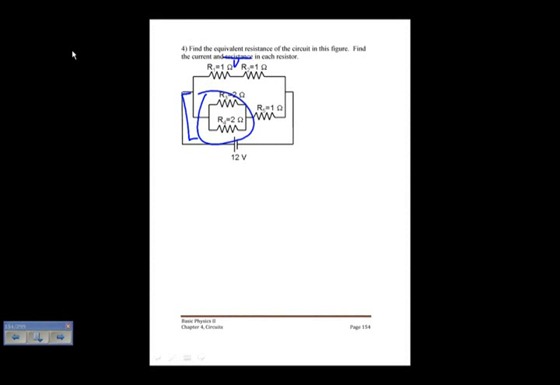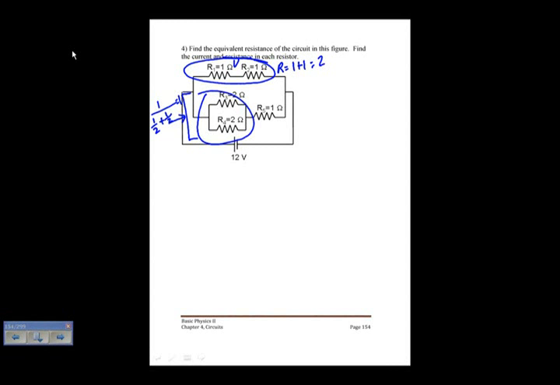So we're just going to start with R3 and R4, and it has an equivalent resistance, inverse of the sum of the inverses, 1 over 2 plus 1 over 2, that's equal to 1. We also want to find the equivalent resistance of these two. It's equal to 1 plus 1 is equal to 2. That's how you find the equivalent for resistors in parallel.